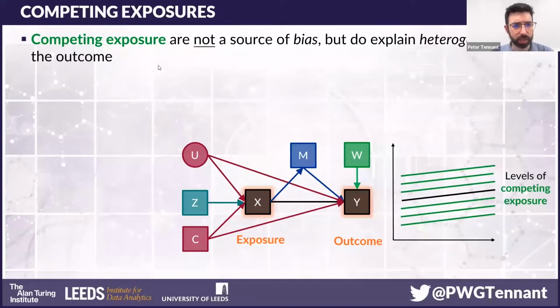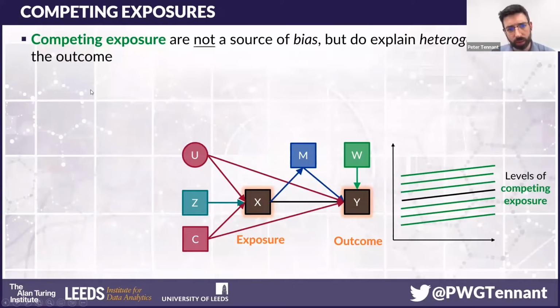The first one is the competing exposure. So this is the thing that causes the outcome, but is unrelated to the exposure. As I've just said, it's not a source of bias, but it does explain heterogeneity in our outcome. Now, unexplained heterogeneity in the outcome in particular is not very good when it comes to estimation, because it affects its noise. And that noise is likely to create error and uncertainty in our estimates.